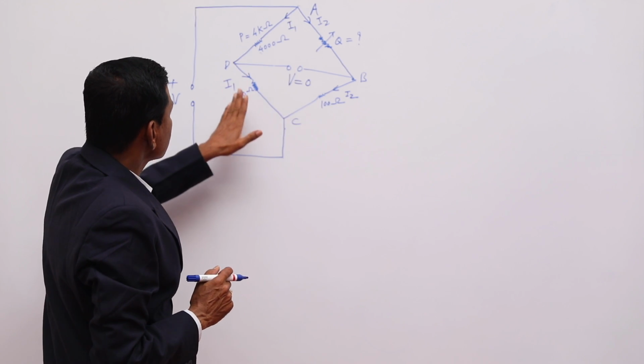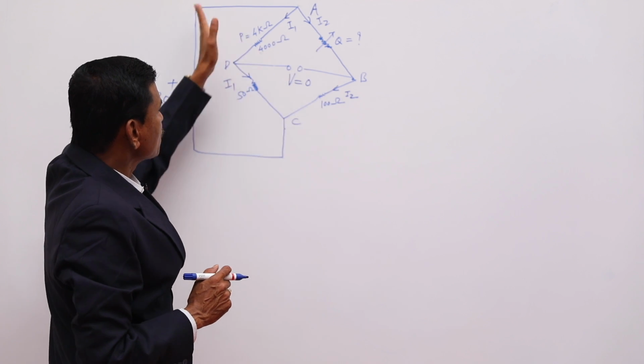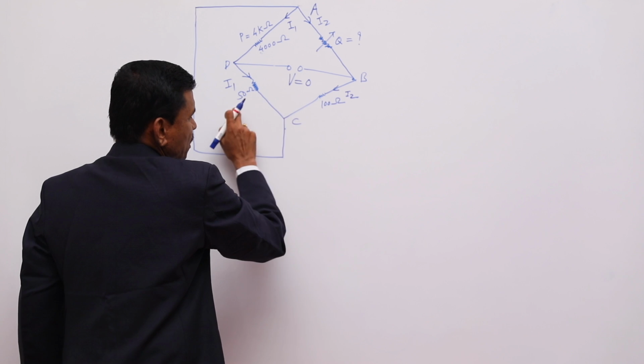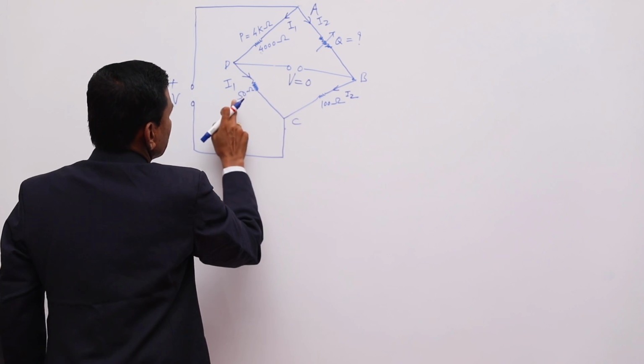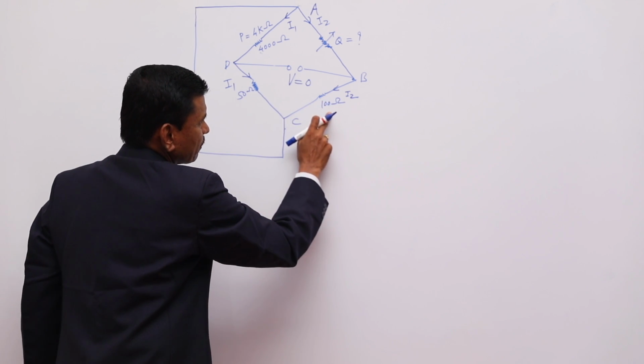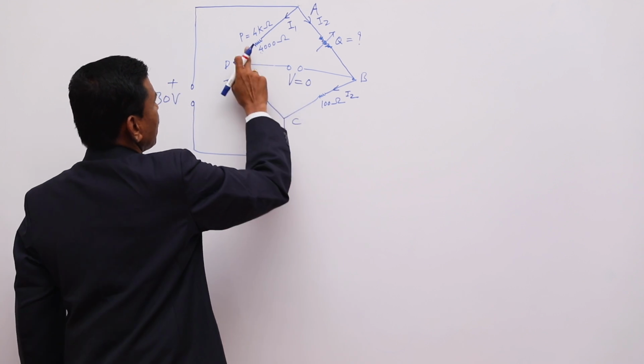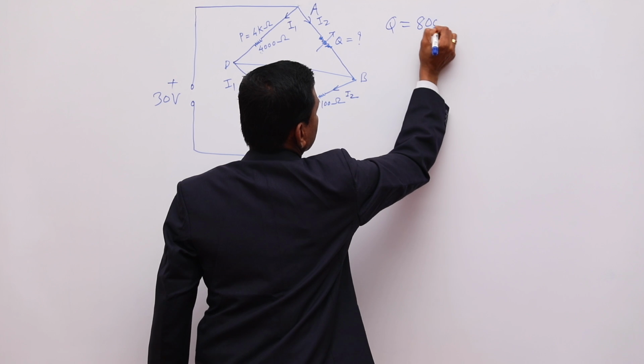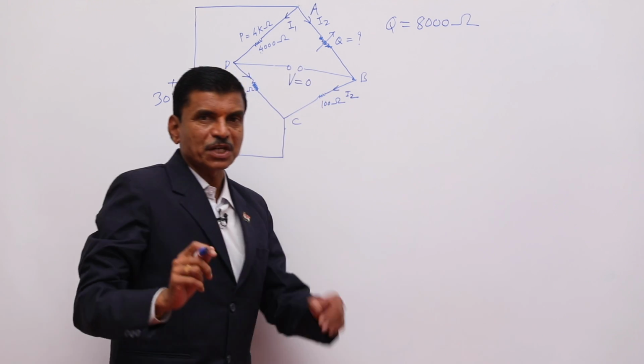So what is the value of Q? By using the balancing condition, P upon Q is equal to R upon S. So 50 to 100 is double, so the value of Q will definitely be 8000 ohm. That is the first answer.